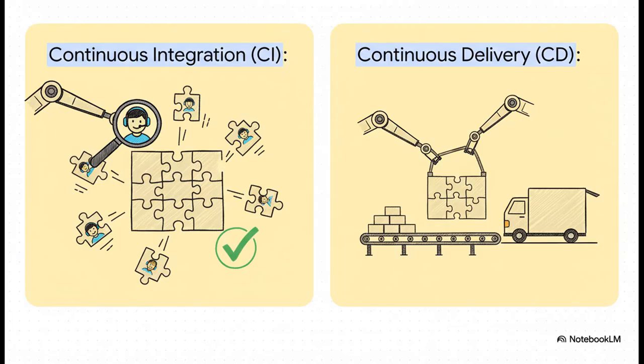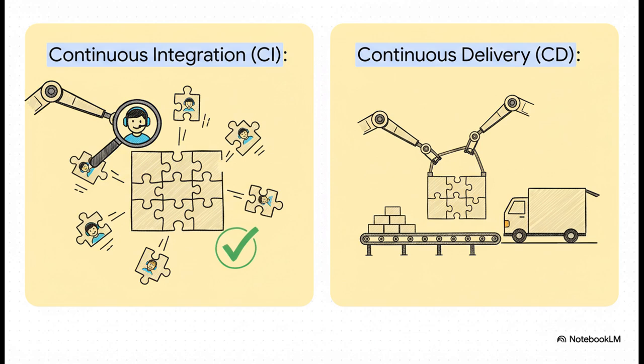So, CI/CD stands for Continuous Integration and Continuous Delivery. Let's break that down because it's pretty simple. Continuous integration, or CI, that's all about teamwork. Imagine every developer on a team is working on a tiny piece of a huge jigsaw puzzle. CI is the practice of having everyone add their piece to the main puzzle all the time. And every time a new piece is added, a robot automatically checks to make sure it fits perfectly and doesn't break anything. Then you've got continuous delivery, CD.